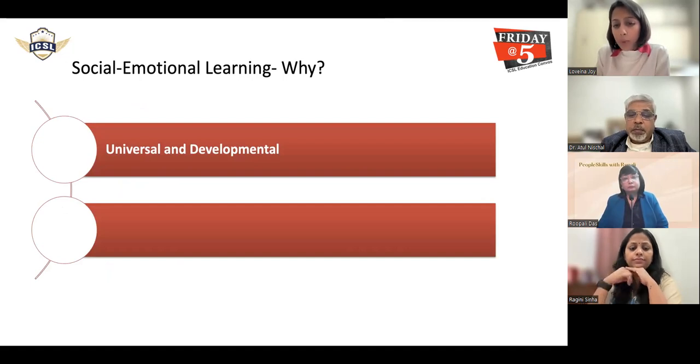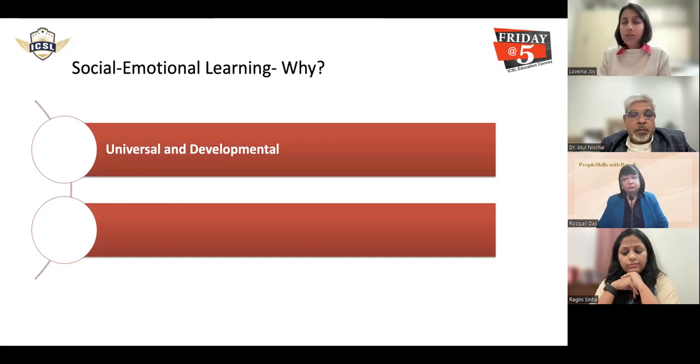The first point here is that SEL is universal and it is developmental, which very simply means that these traits, the cognitive, social, and emotional, are not specific to a particular region or a particular grade or a particular kind of school. Since this deals with humans, with students, we consider these traits universal. The skills that we just discussed are needed and required everywhere. And they also focus on holistic development.